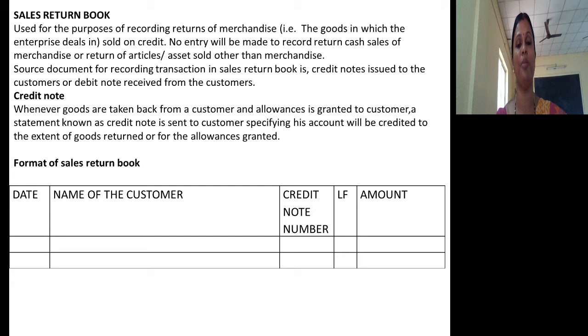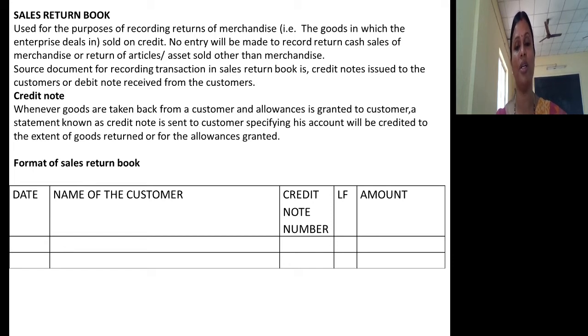No entry will be made to record return of cash sales of merchandise or return of article or asset sold other than merchandise. In the sense, if you sell goods on cash and such goods are returned, that will not be recorded. If you sell goods other than goods on cash or on credit, that will not be recorded.